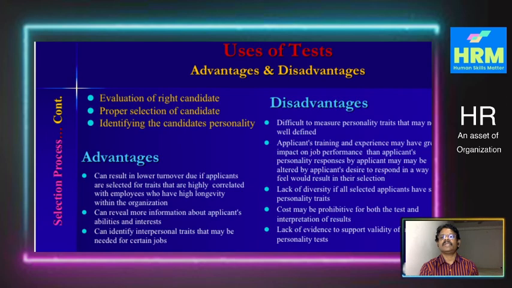Finally, if you look at the advantages and disadvantages of these tests, first look at the use of this. The evaluation of the right candidate is the best use, along with the proper selection of the candidate and identifying the candidate's personality. So these are the three main benefits of this test. The advantage is that you can accurately find out about the candidate by using the various tests, whether personality, achievement, intellectual, or occupation related. So category-wise, we can test the candidate and find out.